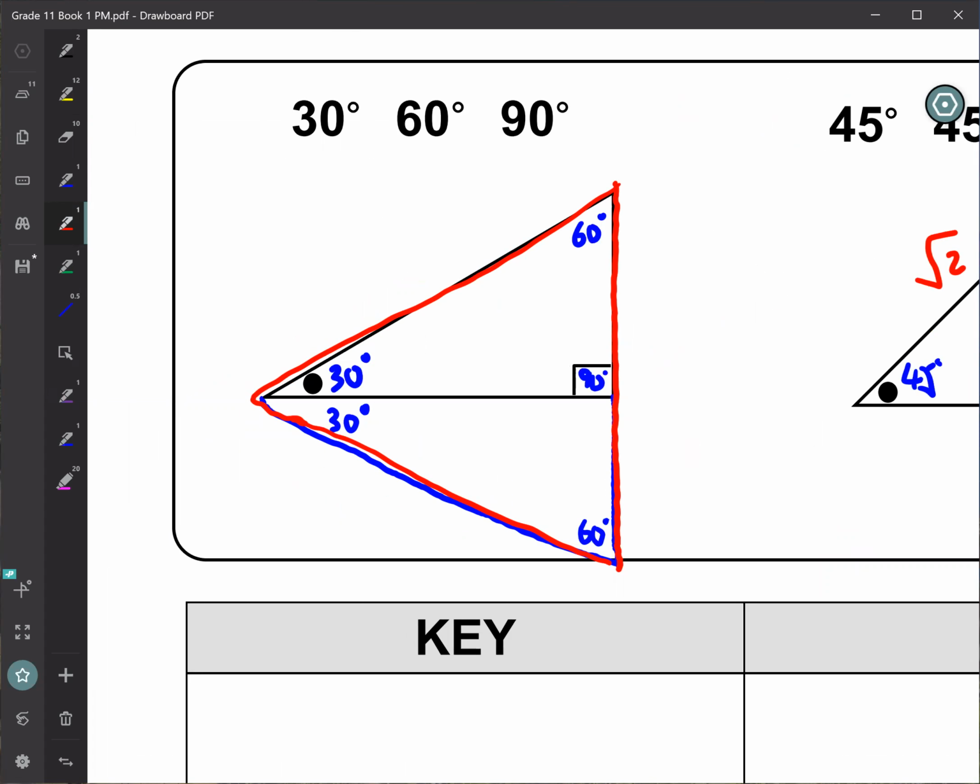What kind of triangle is it? I forgot. Okay, what do you see in the angles? How big are the angles?